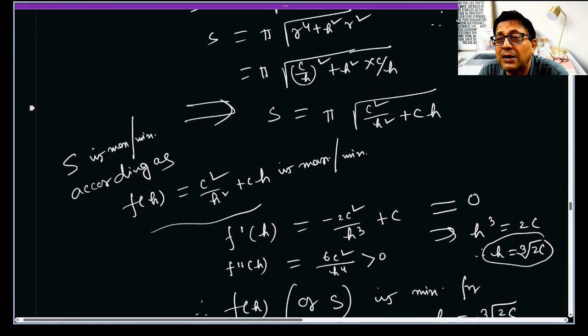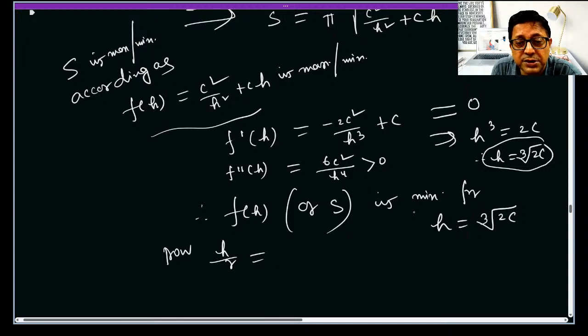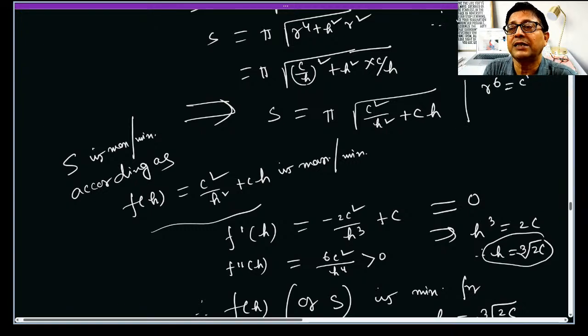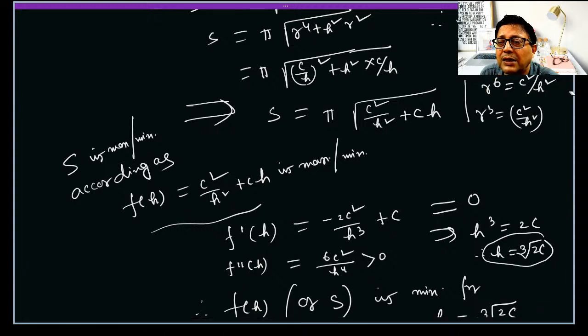H is C by R square. If we take C by R cube, then what is the problem? R to the power 6 is C square by H square, isn't it? So R cube is this to the power. I need R cube. Sir, I have to eliminate this, no?